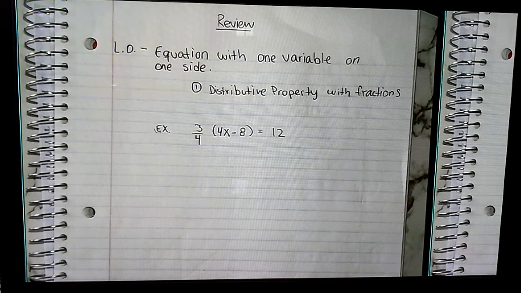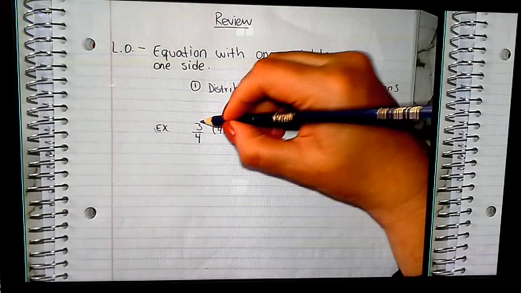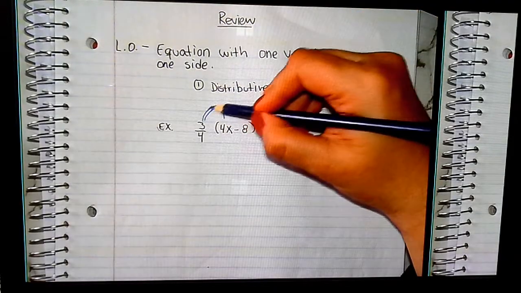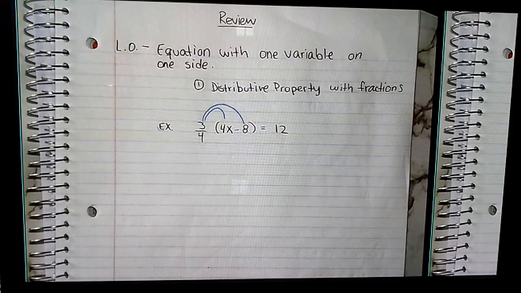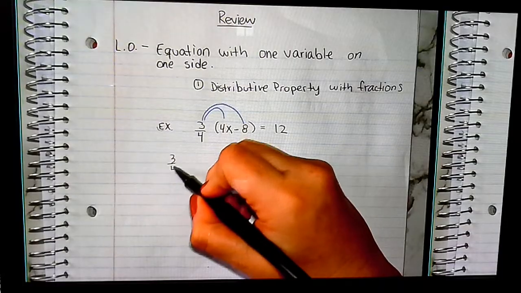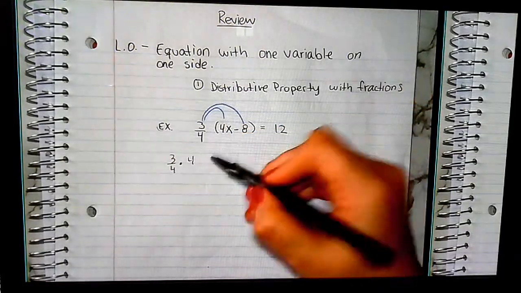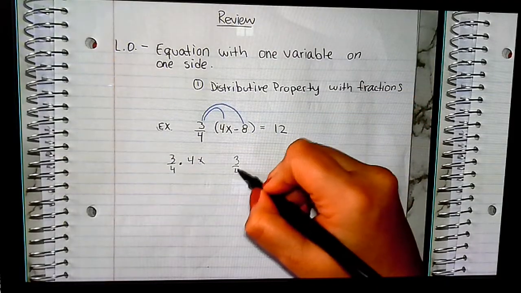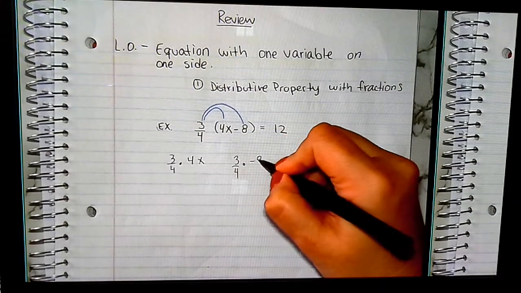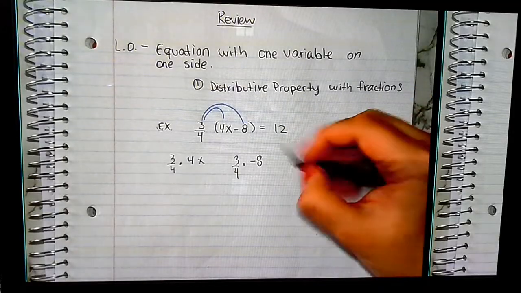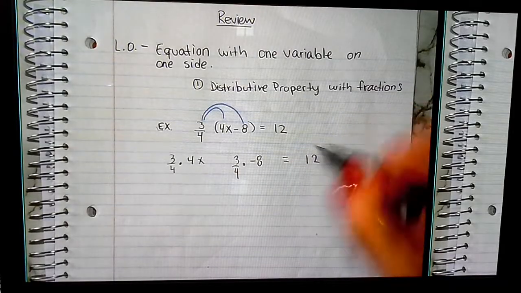Using the color blue, I'm going to multiply the 3 over 4 times the 4. I'm also going to multiply the 3 over 4 times the negative 8. So if I rewrite this, I have 3 over 4 times 4x, and I have 3 over 4 times negative 8. Again, this is all happening right here on this side. We're going to go ahead and simplify this. I'm still going to write equals 12.